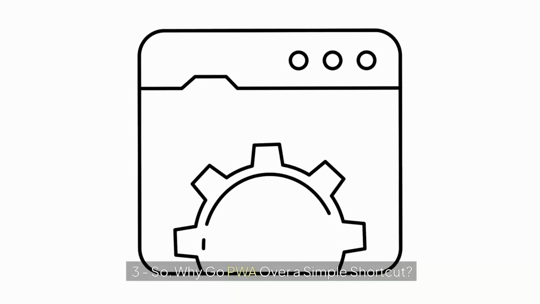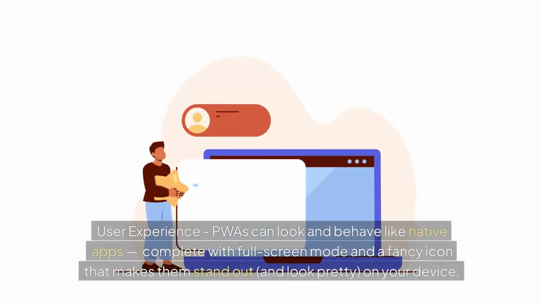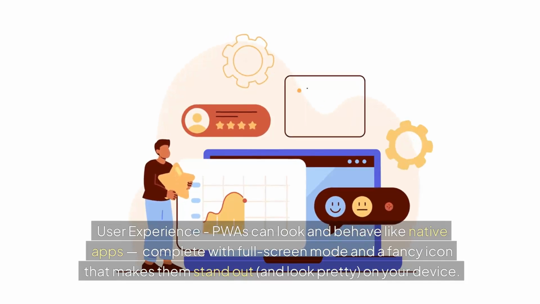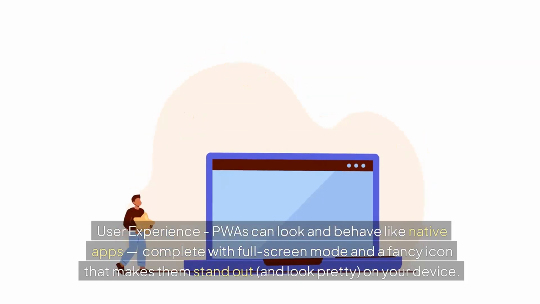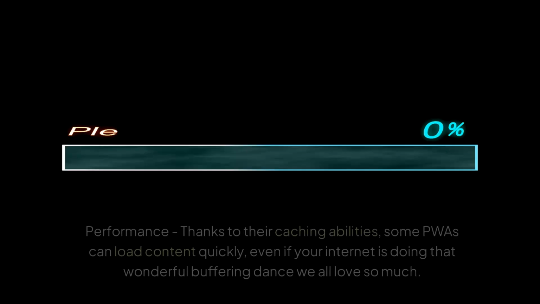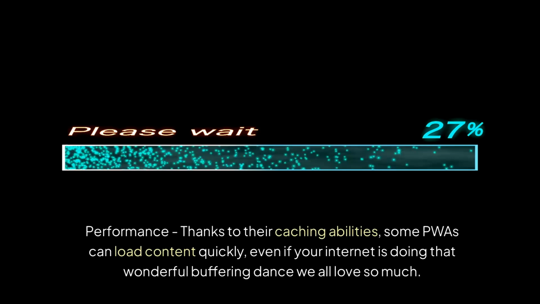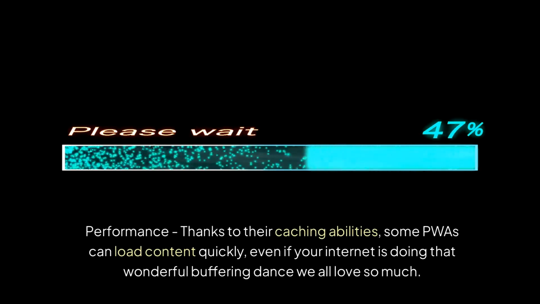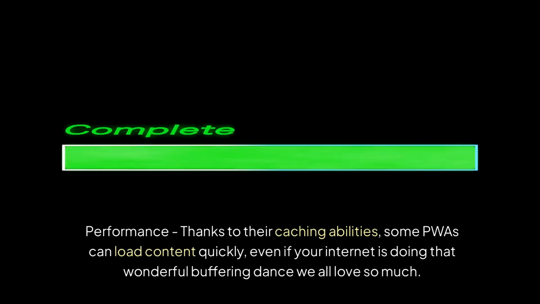Number 3. So why go PWA over a simple shortcut? User experience. PWAs can look and behave like native apps, complete with full screen mode and a fancy icon that makes them stand out and look pretty on your device. Performance. Thanks to their caching abilities, some PWAs can load content quickly, even if your internet is doing that wonderful buffering dance we all love so much.